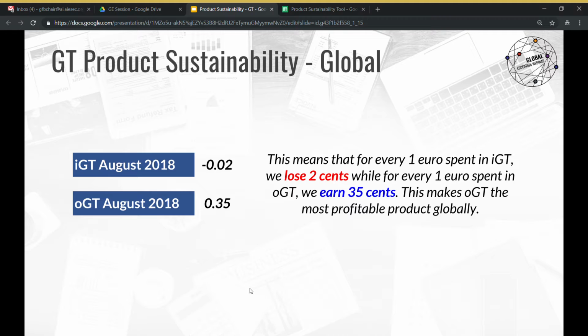0.35. This means that for every euro spent in IGT, we lose 2 cents, while for every euro spent in OGT, we earn 35 cents. This makes OGT the most profitable product globally.